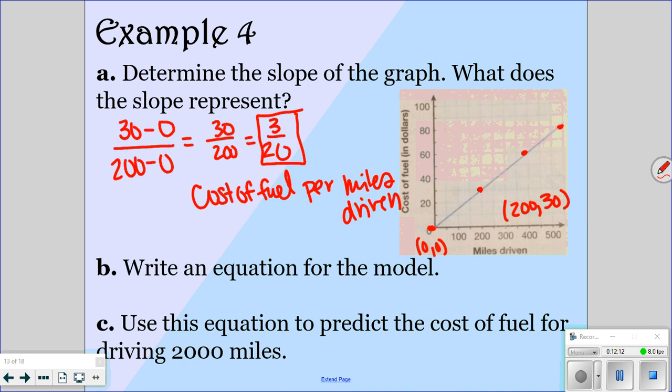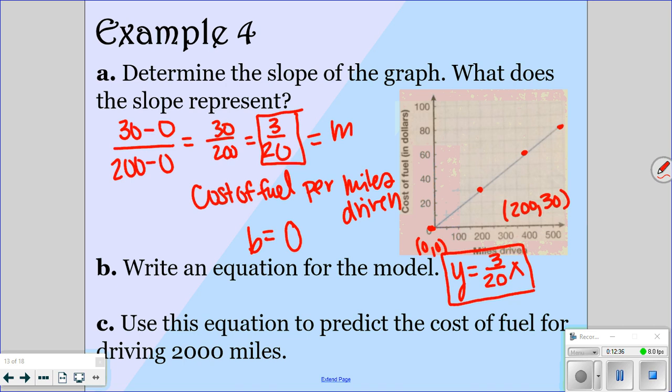Now we want to write an equation for the model. Well, we know our slope is 3 over 20. Our b, where does it cross the y-axis? It crosses at the origin, so our b is actually just a 0. So y equals m would be 3 over 20 x, and then we don't need to put plus 0, so that would just be your equation.